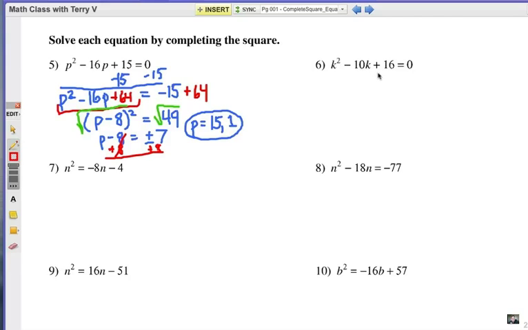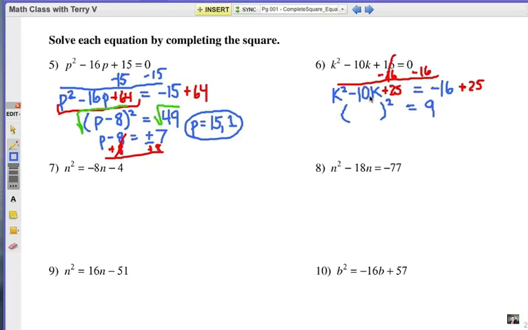Number 6, let me work through the steps with you here. We're going to get the 16 over to the other side, so we're going to subtract it. Then I'm going to leave some space for my trinomial. Now I look at my negative 10k, I take half of it, which is negative 5, just ignore the k there, and negative 5 squared is positive 25. Again, the rule is half squared. So if I add 25 on the left, I need to make sure I remember to add 25 on the right.